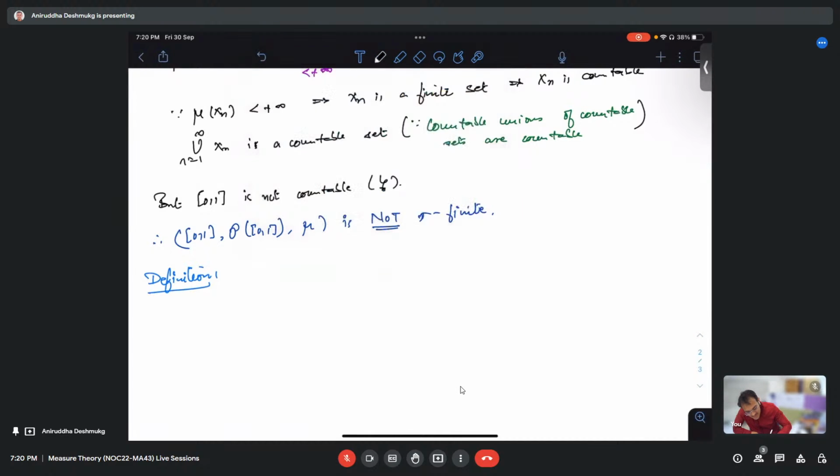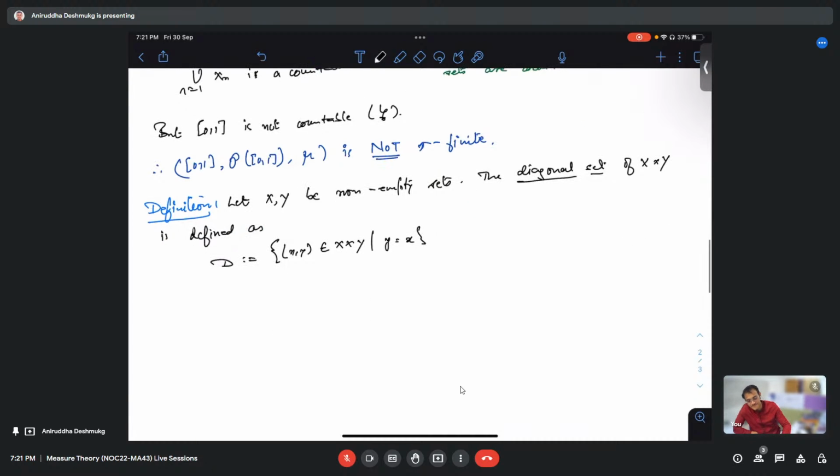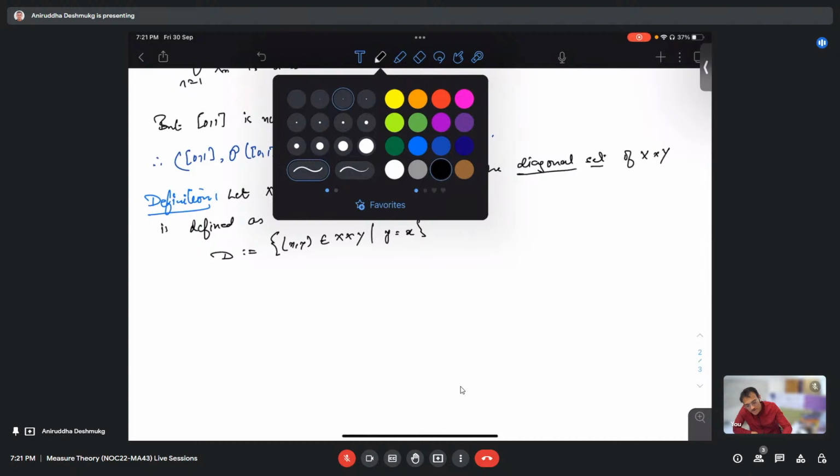Let X and Y be sets. Of course, non-empty sets, because if one is empty, then the Cartesian product is automatically empty, and then there is nothing to study there. So let X and Y be non-empty sets. The diagonal set of X cross Y is defined as D, and it is given by all those pairs inside X cross Y for which both the coordinates are the same, sometimes also denoted by delta.